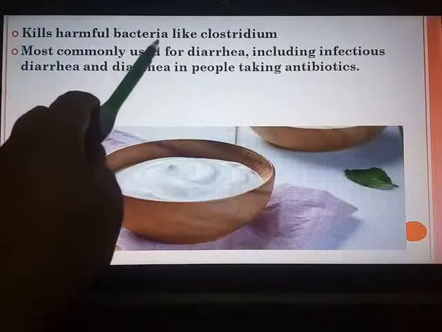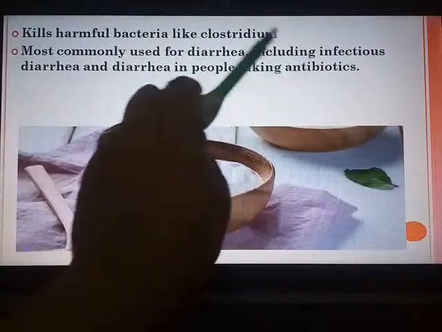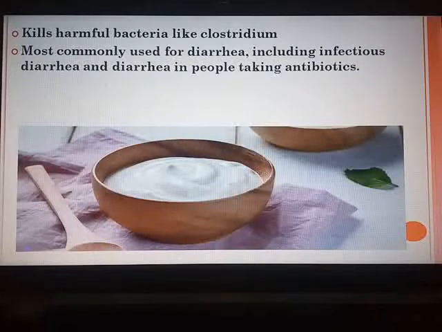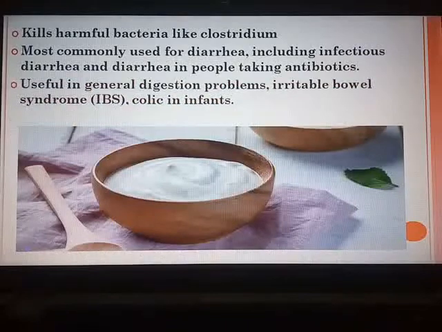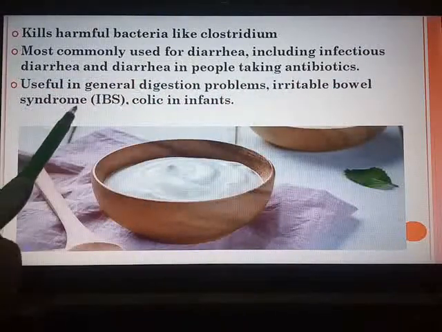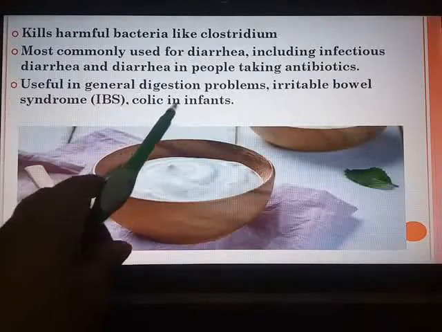They are most commonly used for diarrhea, including infectious diarrhea and diarrhea in people taking antibiotics. When people take antibiotics, the heat level of the body increases, and to lower it and to improve the immune system, and for abdominal discomfort, this probiotic yogurt is consumed. It is useful in general digestion problems, irritable bowel syndrome (IBS), and colic in infants.